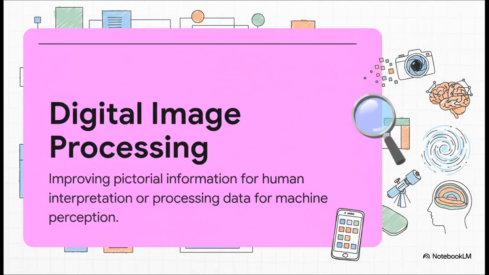And if the pixels are the nouns of this language, then digital image processing, or DIP for short, that's the verb. It's the action. It's all about using clever computer algorithms to mess with all those individual pixels to get what we want, whether that's making a photo look way better for us to look at or pulling out some specific information for a machine to use.